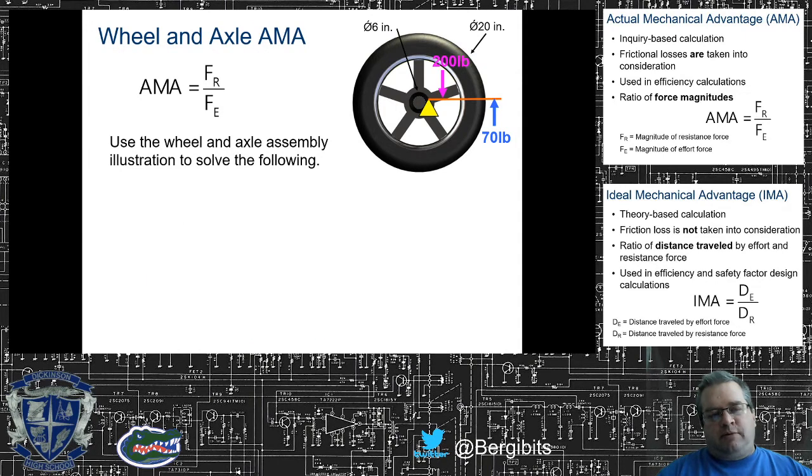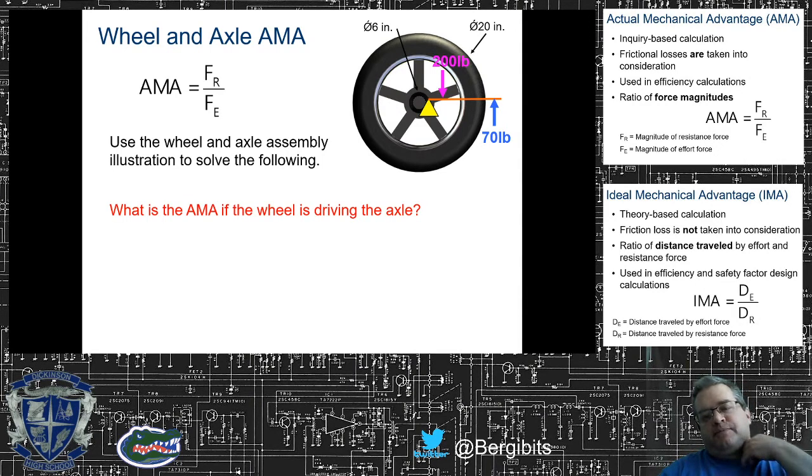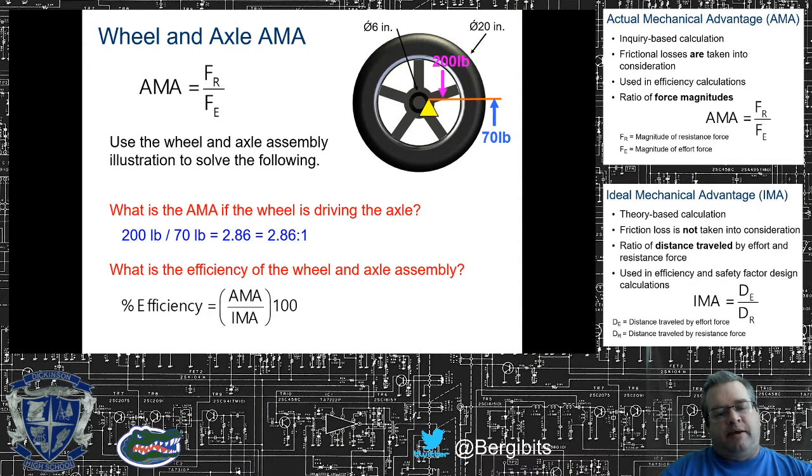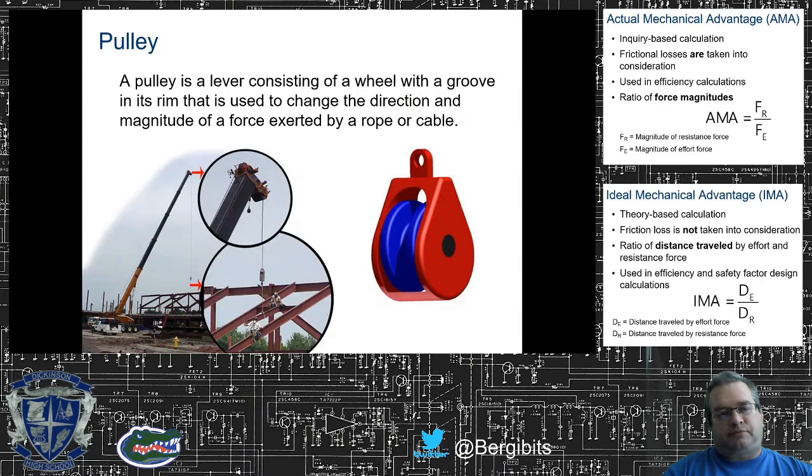We'll switch to AMA, force, and what is the AMA if the wheel is driving the axle? The effort is going to be 70, and the resistance is going to be 200. So 200 divided by 70 is 2.86. What is the efficiency of the wheel and axle assembly? AMA over IMA, 2.86 divided by 3.33 times 100 equals 86%.